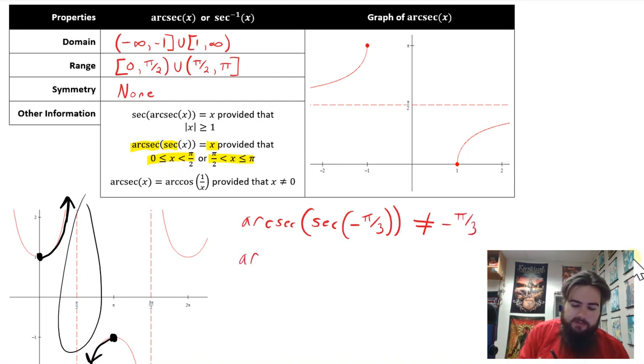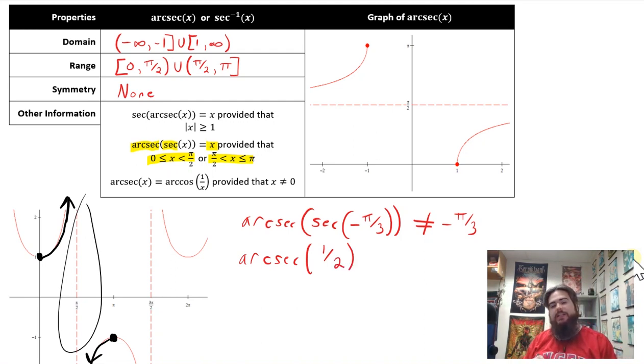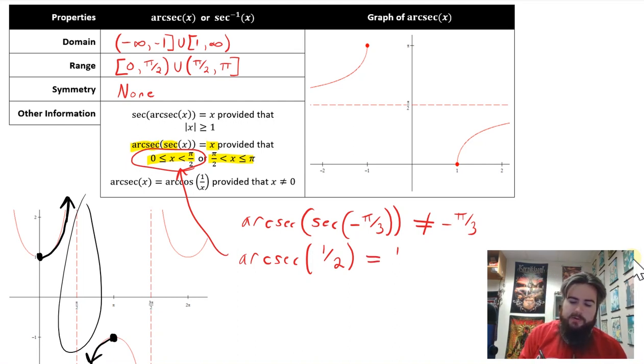Instead, evaluate from the inside out. Secant of negative pi thirds will give you a positive 1/2. And then when you do arc secant of positive 1/2, that will give you something within quadrant 1, where secant is defined to be positive. And specifically, this will actually give you pi thirds back in return. So be very careful when you're applying inverse functions to their trig functions.